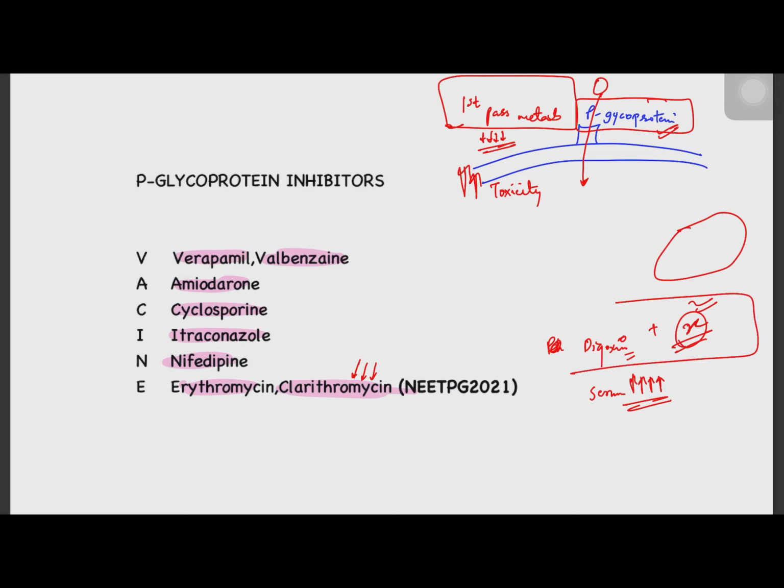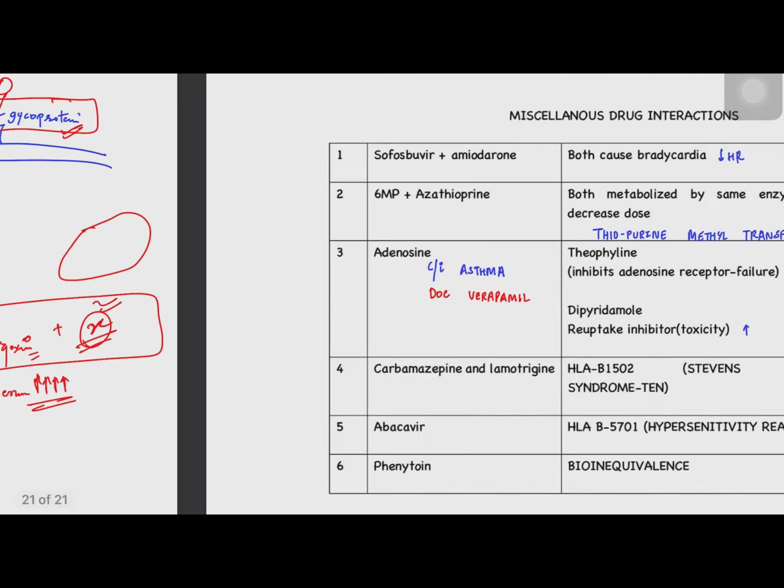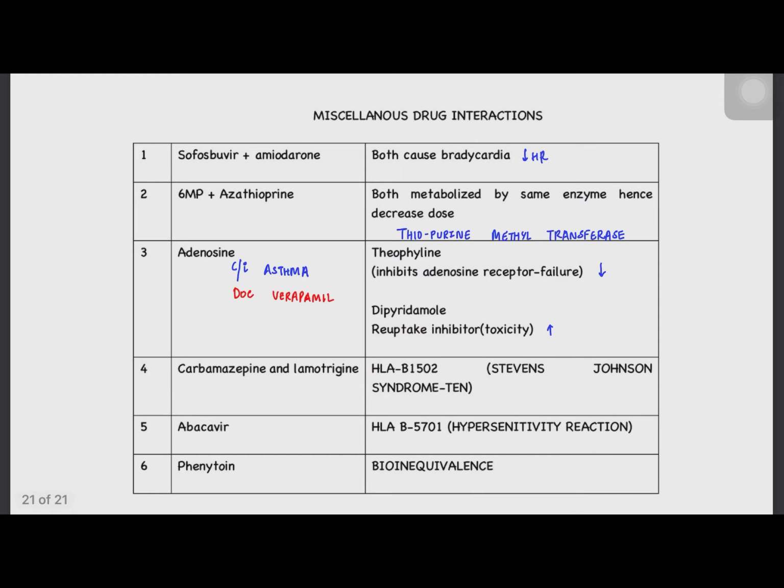So when you have clarithromycin or any of the P-glycoprotein inhibitors, you will have high or toxic levels of digoxin, which will cause toxicity. Okay, so this was the second question which was there in pharmacology NEET 2021. Now we will discuss some few miscellaneous drug interactions.